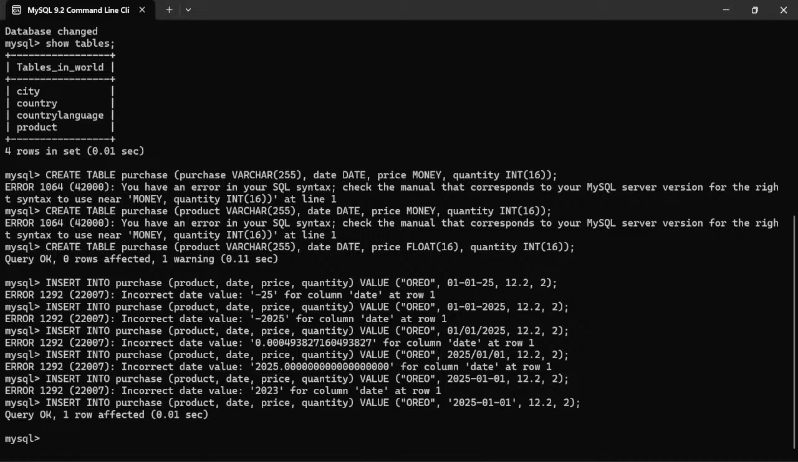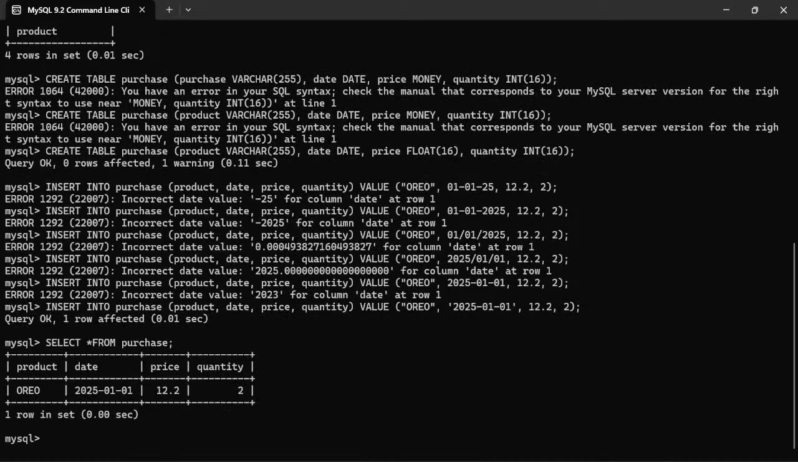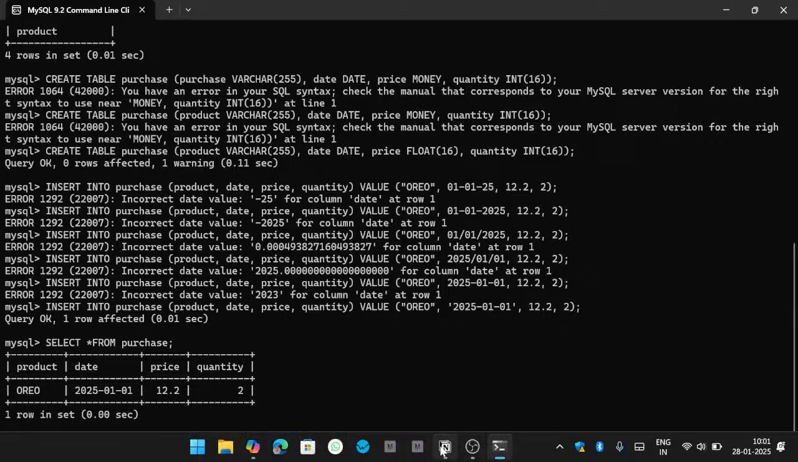Yes, that is correct. So let's see, select star from the table name purchase. Yeah, it's fine. Okay, so the format of date is definitely YYYY, and 01, and month. I think this is month. Yeah, month and date. So this is the format, and let's save it here.